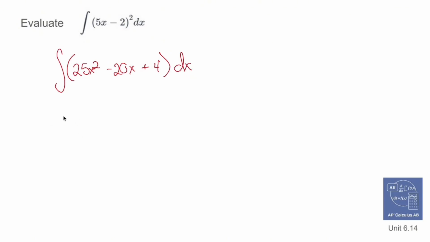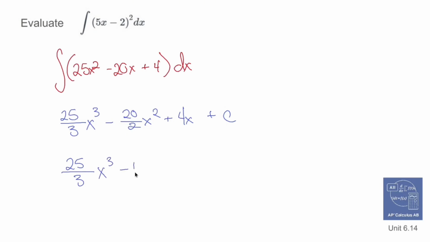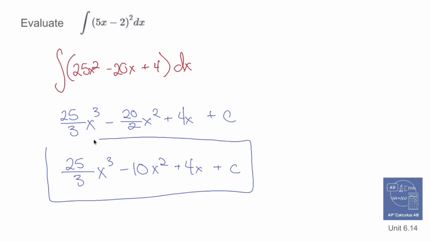Okay, so you become 25 over 3 x cubed minus 20 over 2 x squared plus 4x plus arbitrary c, and cleaning this up a little bit is just going to get me 25 thirds x cubed minus 10x squared plus 4x plus c. Okay? So sometimes you can avoid u substitution. In a case like this, I did.